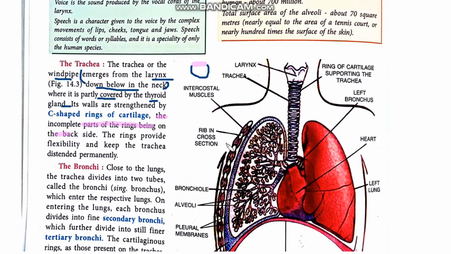The rings provide flexibility. What is the function of the rings? They keep the trachea distended permanently, so that the trachea may not collapse itself.